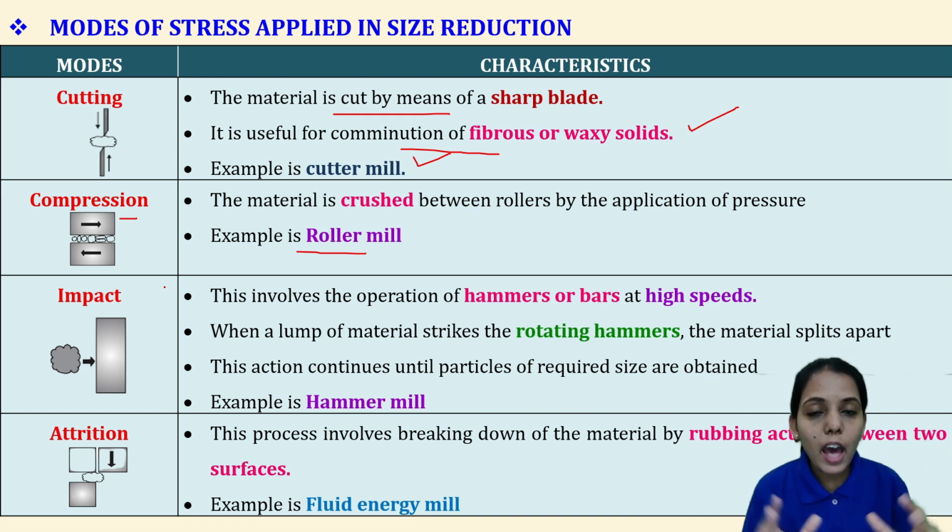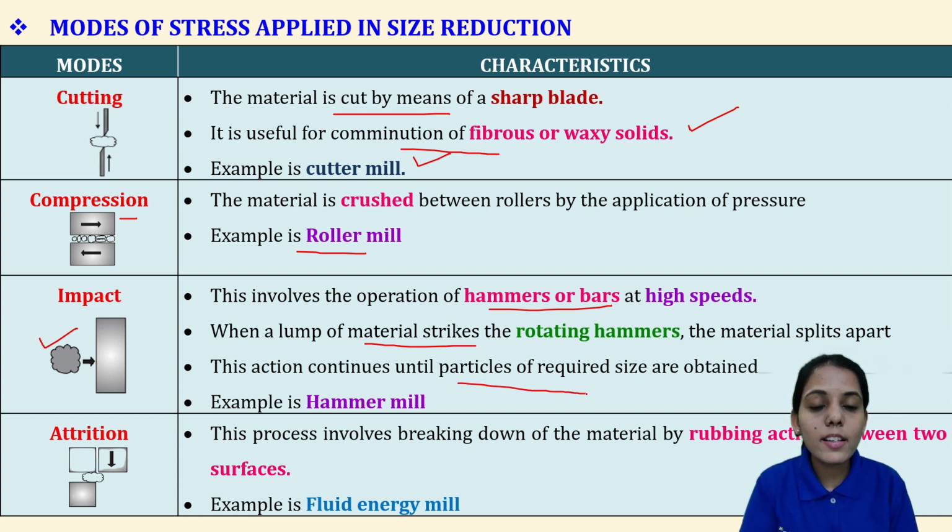Impact means larger particles striking a harder surface, like hammers. That is nothing but impact. So here you can see when the larger particle strikes the hammers, size reduction will happen. This involves the operation of hammers or bars at high speed. When a lump of material strikes the rotating hammers, the material will split apart. This action continues until particles of the required size are obtained.